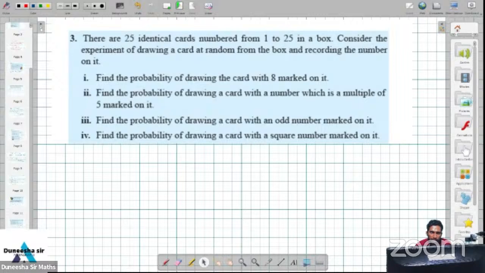There are 25 identical cards numbered from 1 to 25 in a box. Consider the experiment of drawing a card at random from the box and recording the number on it. Find the probability of drawing the card with 8 marked on it.